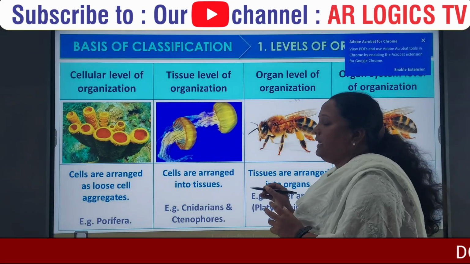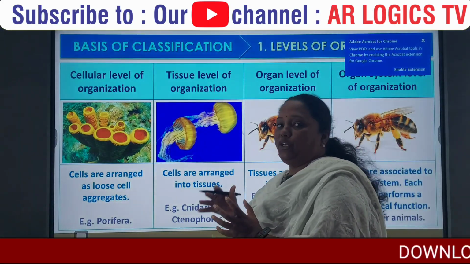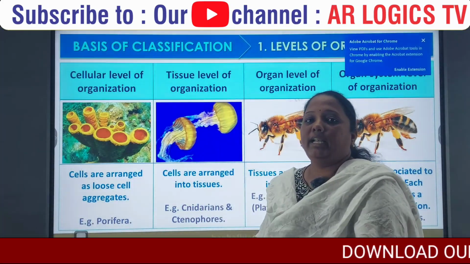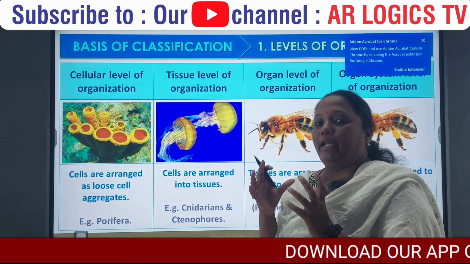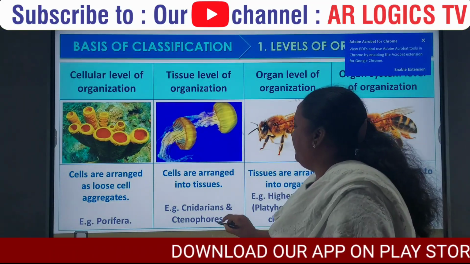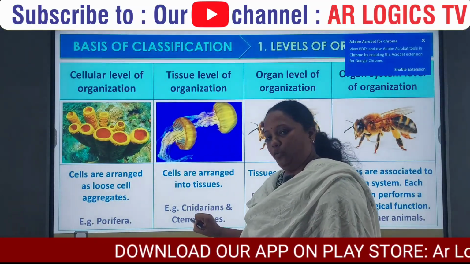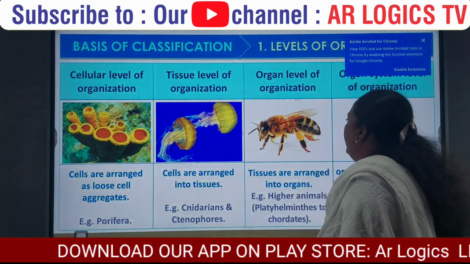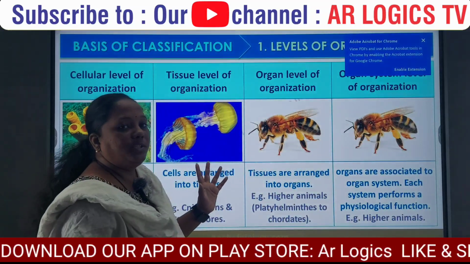Next, tissue level. Here cells are arranged into tissues, in the form of tissues. What is a tissue? A group of cells combined together. That is a tissue. The tissue level of organization is seen in the cnidarians and ctenophores. Next, organ level, where tissues are arranged.